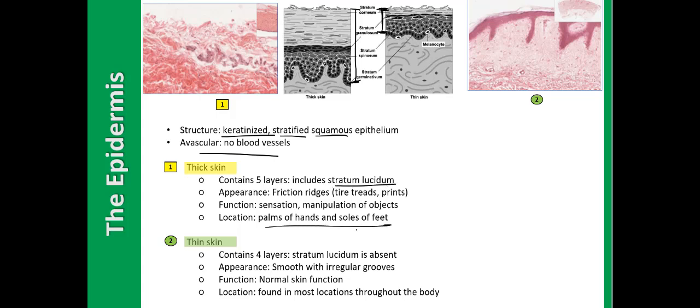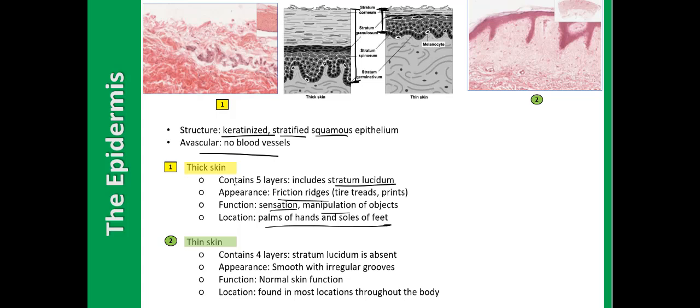You've got here the location of the thick skin and its function, as well as its appearance. So if you've seen any sort of cop shows, you can talk about fingerprints being unique and being used as an identifying tool to identify who left fingerprints on whatever object was found at the crime scene. So that's thick skin.